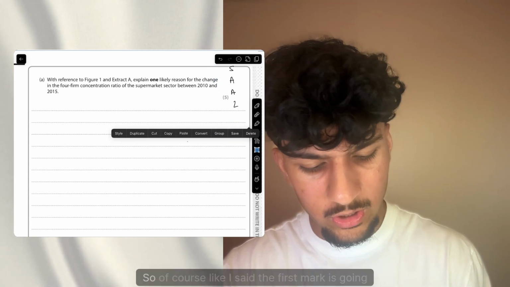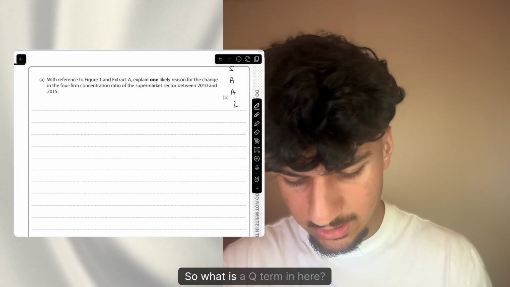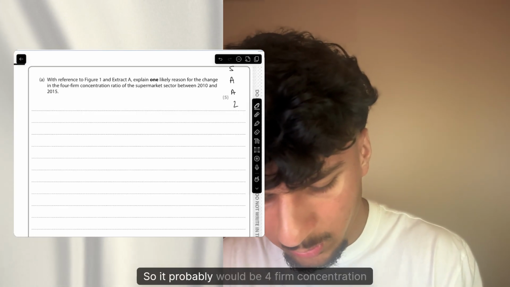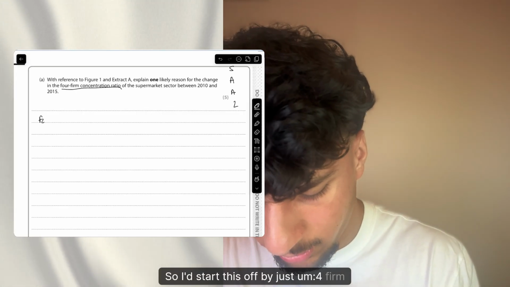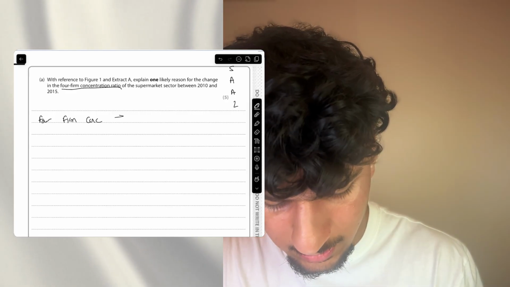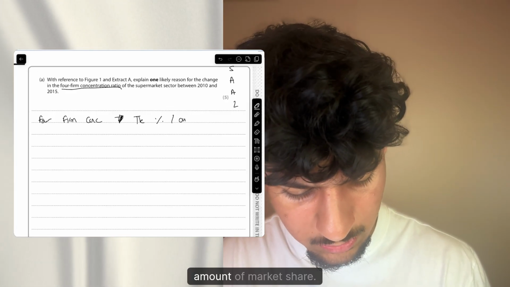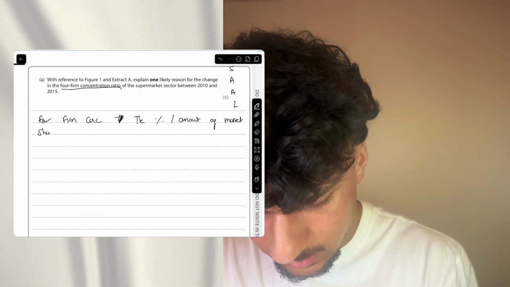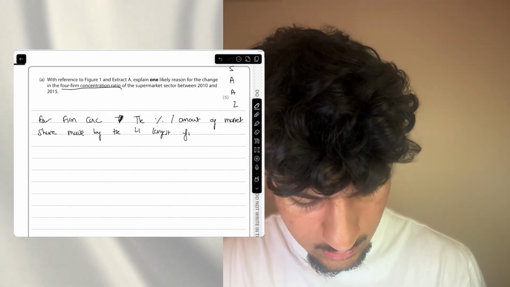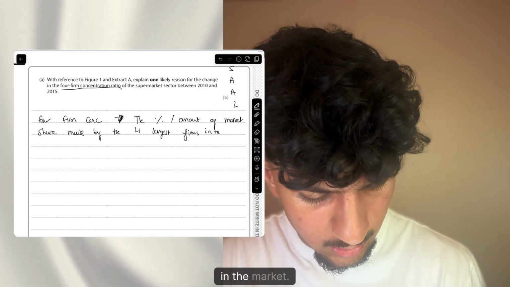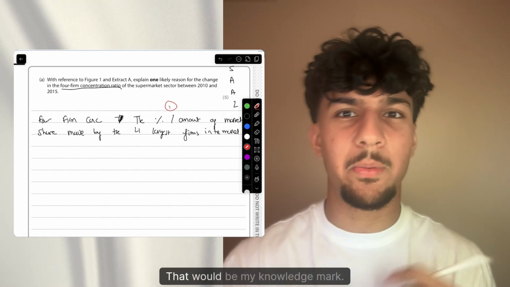So explain what reason. Of course, like I said, the first mark is going to be knowledge. So what is a key term in here? It probably would be 4-firm concentration ratio. So I'd start this off with the 4-firm concentration ratio. The way I define that is just the percentage of market share made up by the 4 largest firms in the market. So there, bang. That would be 1 mark there. That would be my knowledge mark.